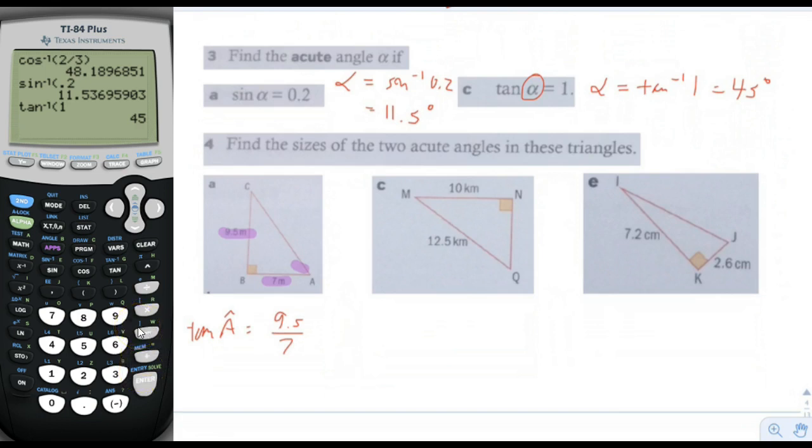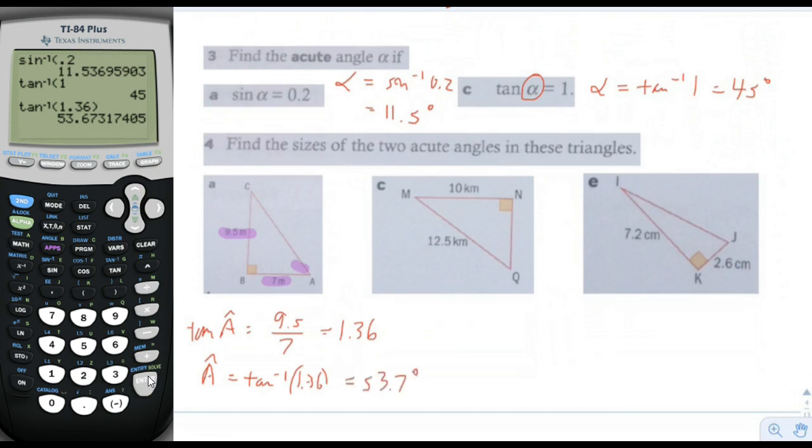Let's calculate that on my offline calculator, which is much faster. 1.36. Okay? Now, how do I find out what the angle A is? I just take the inverse tangent of both sides. If I do, then I get angle A equals the inverse tangent of 1.36. Now I'm going to have to use my TI-84. Inverse tangent of 1.36. The answer is 53.7 degrees.